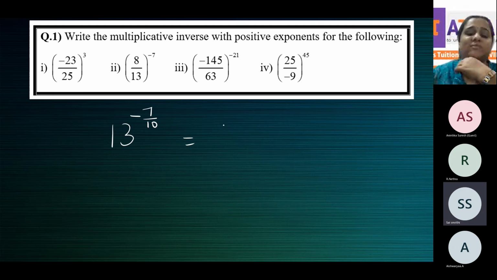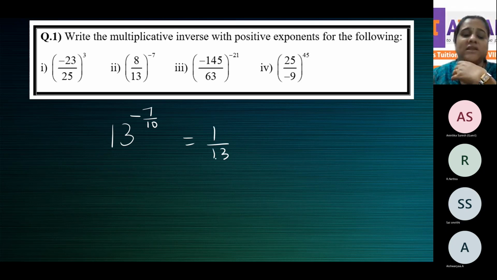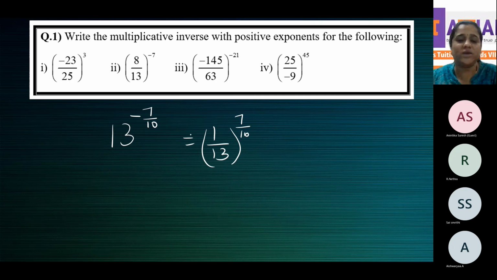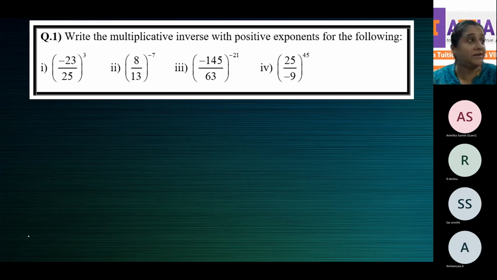Reciprocal of the base: 1 by 13. Then negative of the power: 7 by 10. That's all. These two are equal. Understood, all of you? Yes, ma'am. Now immediately we'll understand how to write the reciprocal.